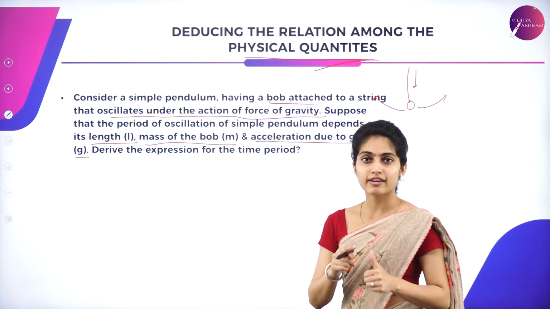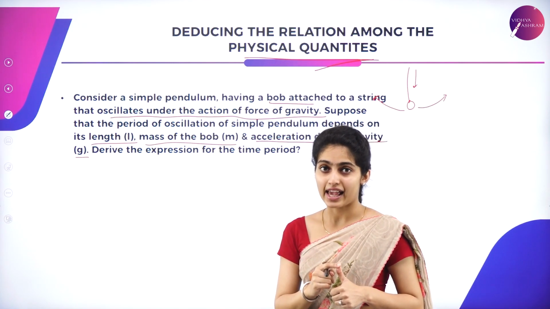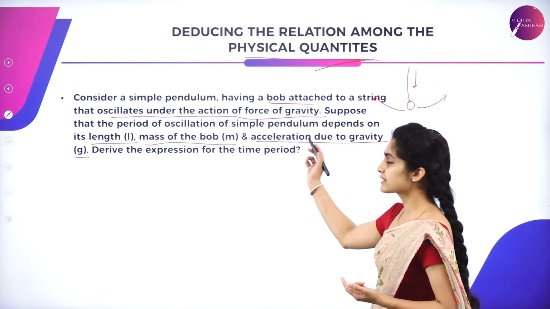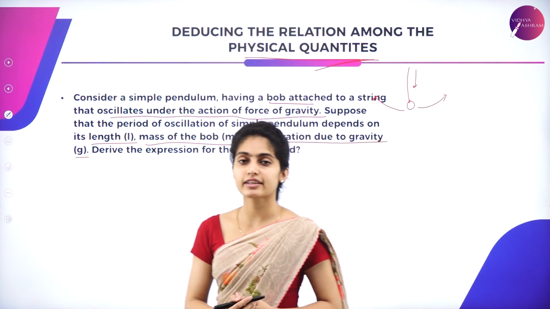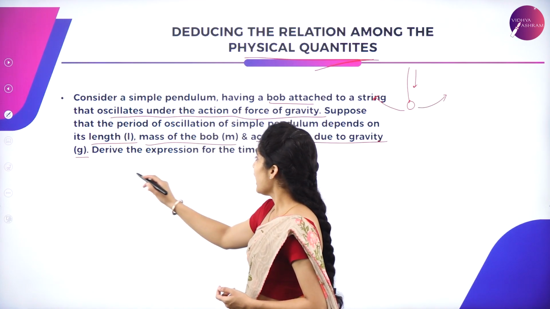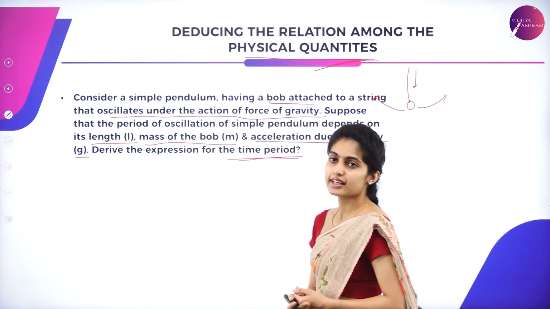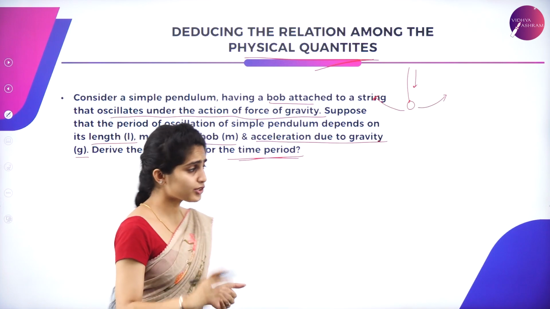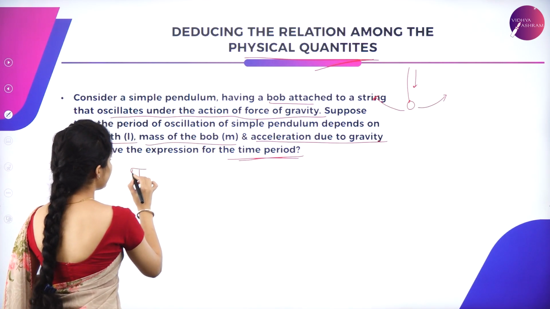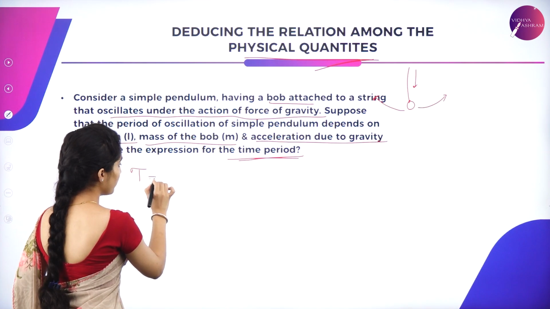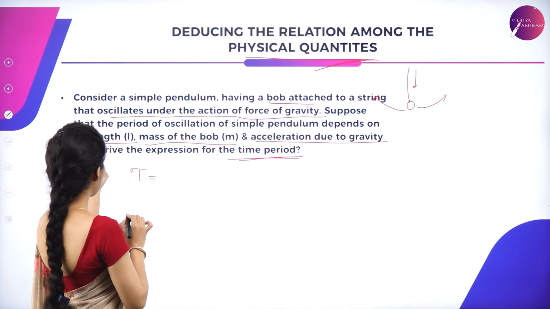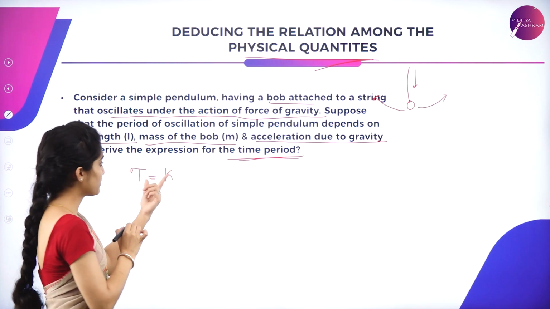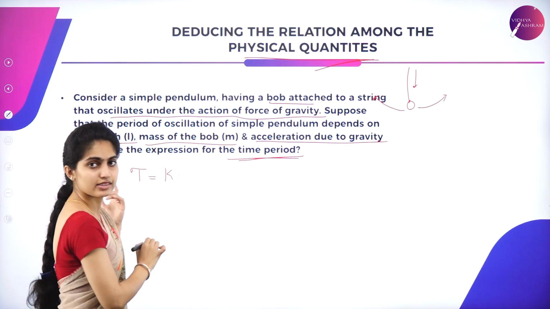So what do we have? We have length of the string, that is L, mass of the bob, that is given in terms of m, and acceleration due to gravity, that is given by g. So we have to derive the expression for this time period. So how are we deducing the relation? So now, time period here is depending on L, m and g. So it is proportional. So proportionality constant comes, time is proportional to length, mass, acceleration due to gravity.